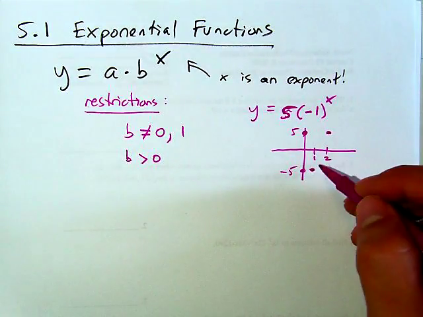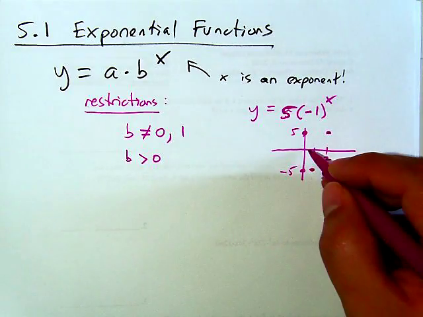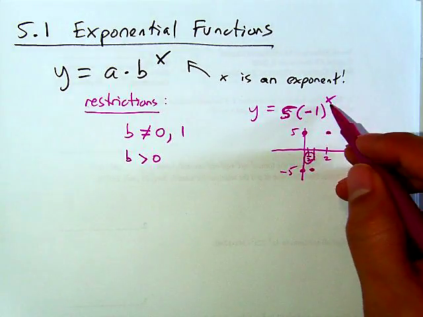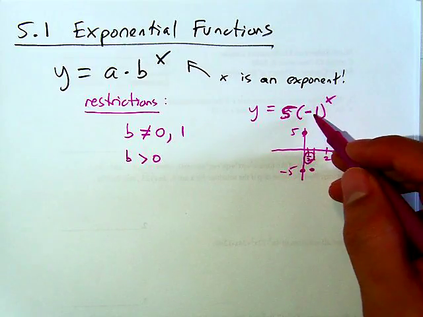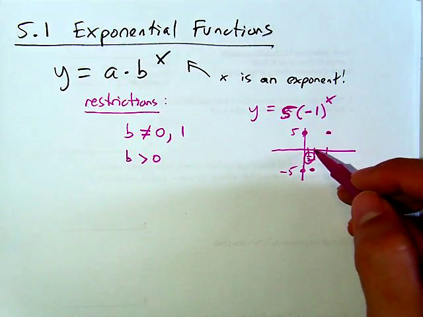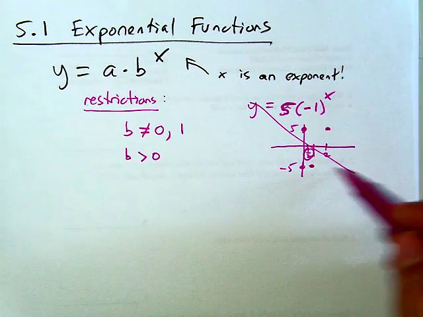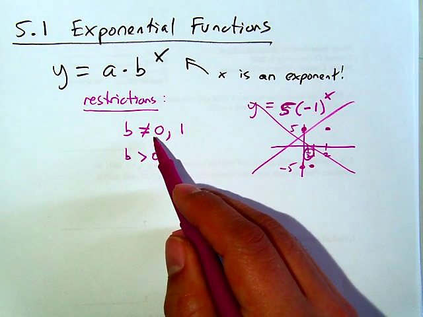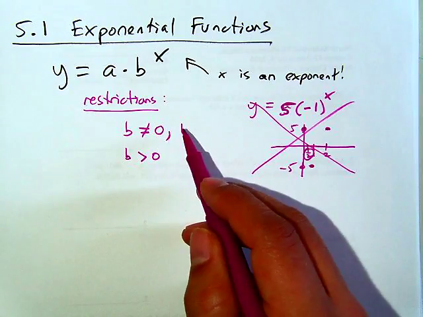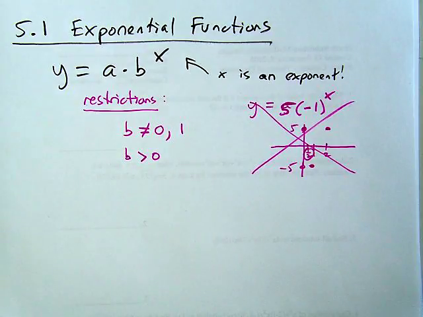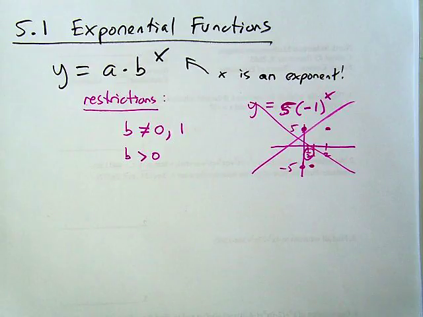But then there's several places where this function doesn't make any sense. For instance, right here at x equals 1/2. If you plug in a half into this exponent, that's the same as square rooting negative 1, which you can't even do. So this is just a weird thing that we're not even going to worry about. Okay, so for these reasons, the base of the exponential function can never be 0, can never be 1, and also has to be positive. Okay, so let's just go through some examples of how to graph these so that you guys can see how these things look.